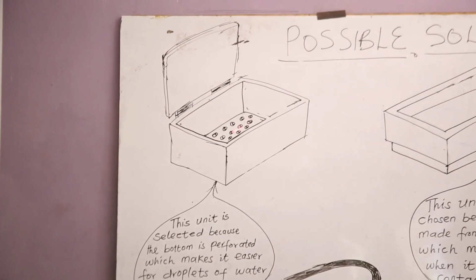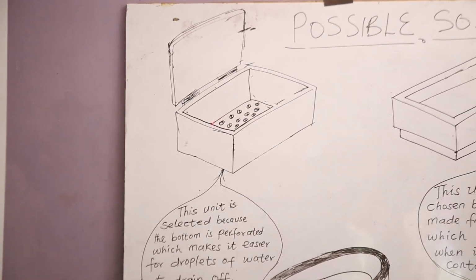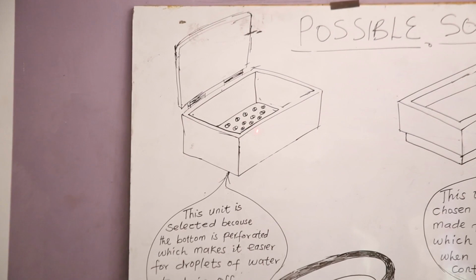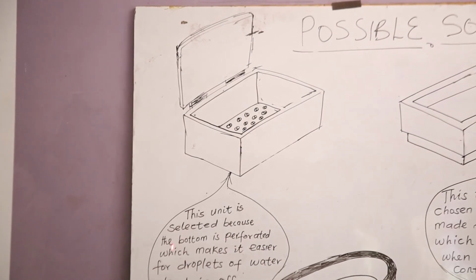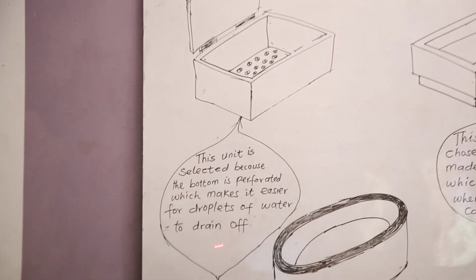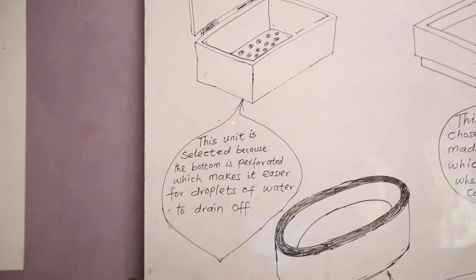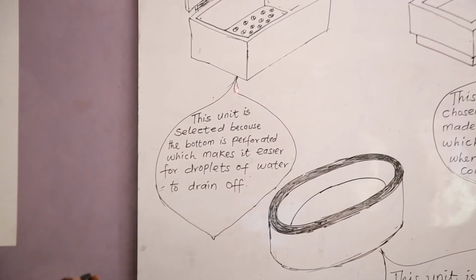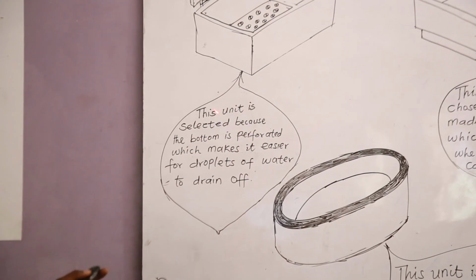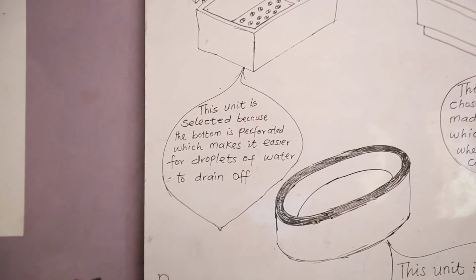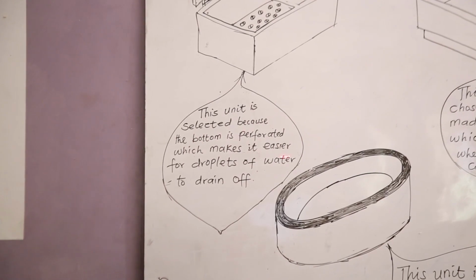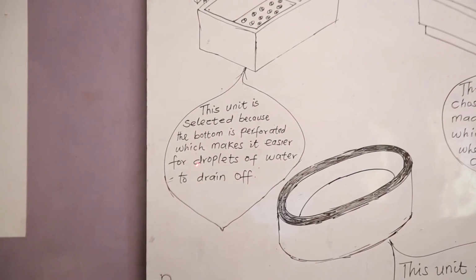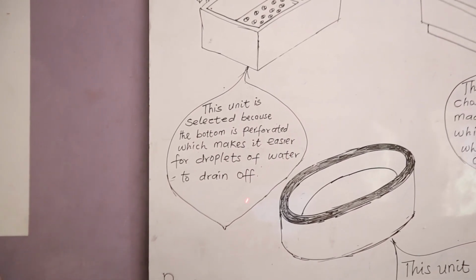When you observe this sketch, it has been sketched in the pictorial form. And this is what we call the annotated notes, the reason as to why you are either selecting or not selecting a particular sketch. And this is what we have here. So this unit is selected because the bottom is perforated, which makes it easier for droplets of water to drain off. Exactly.